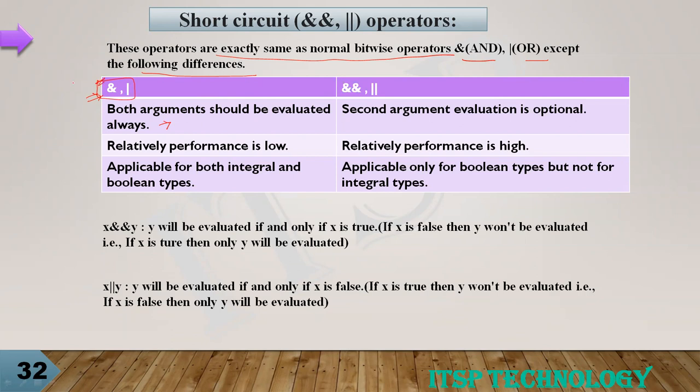In Java, if we use single AND, then Java will evaluate first and second, right? When we use double AND or OR, only the first argument will be evaluated, the second is optional and may not be evaluated. If first is true, then in the AND case the second decides the output, and if it is true, the output will become true. Relatively, performance is low for the bitwise operators. Why? Because they evaluate both arguments. For the short circuit operators, relatively performance is high. Bitwise is applicable for integral and Boolean types, while short circuit is applicable only for Boolean type, not for any integral type.